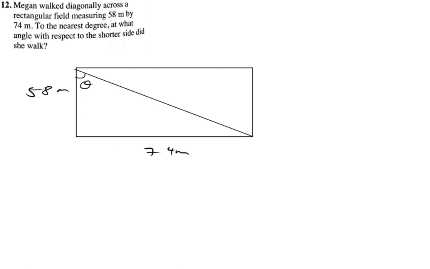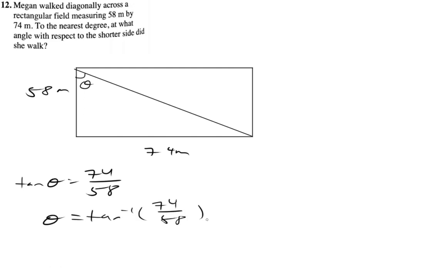So tan theta will be equal to 74 divided by 58. So if I take the inverse tan of both sides, I'll get theta to be equal to the inverse tan of 74 divided by 58. And that's going to be equal to approximately 51. So it's to the nearest degree, so it's 52 degrees actually.